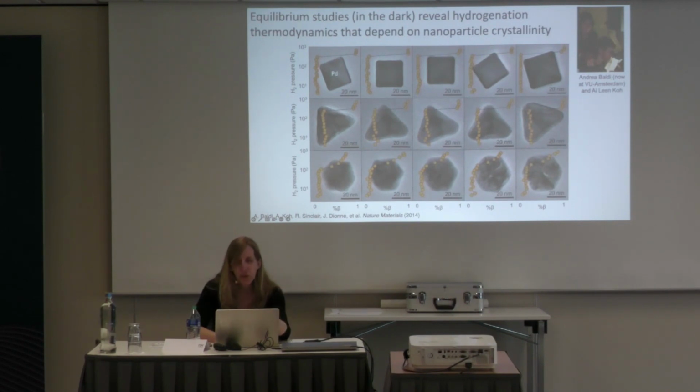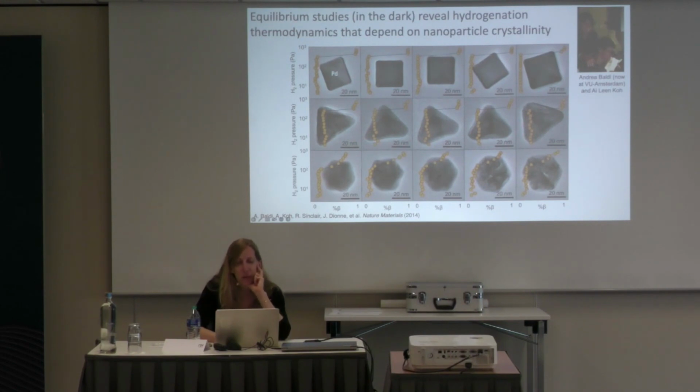And then we also looked at these icosahedral nanoparticles. Here are 5 icosahedra, and you can see as we increase the hydrogen pressure, there's more of a gradual transition. When we looked at the diffraction pattern, it appeared as if it was a more continuous change between the alpha and the beta phase.